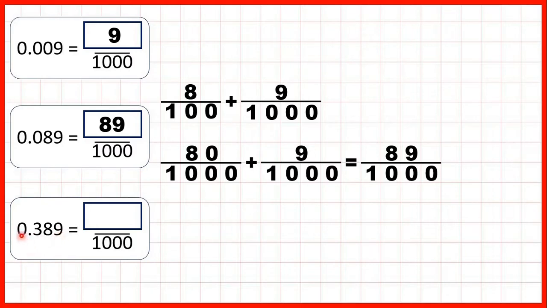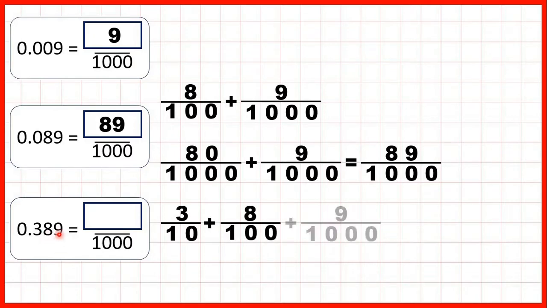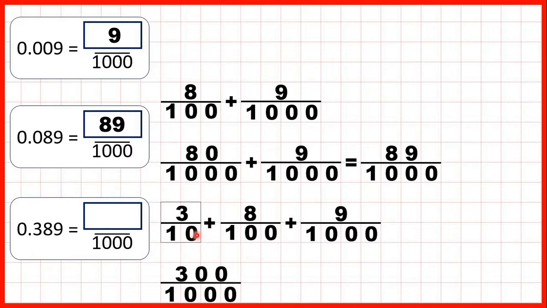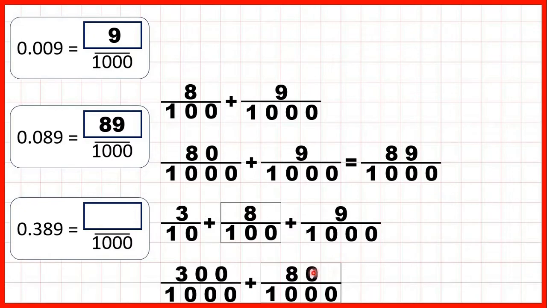Now let's take a closer look at 0.389. We have 0 in our ones, then 3 in our tenths, 8 in our hundredths, and 9 in our thousandths. But 3 tenths is the same as 300 thousandths. That's because we use multiplication to find equivalent fractions. 10 times 100 is 1,000, and what we do to the denominator, we do to the numerator, and 3 times 100 is 300. Then we have 8 in our hundredths place value, but 8 hundredths is the same as 80 thousandths. That's because 100 times 10 is 1,000, and 8 times 10 is 80.